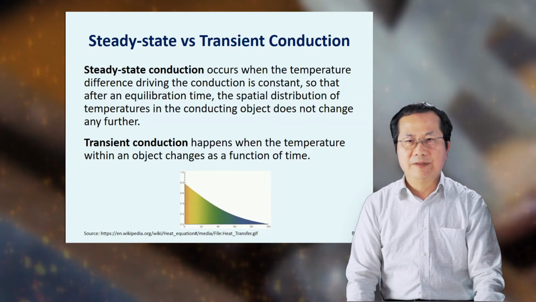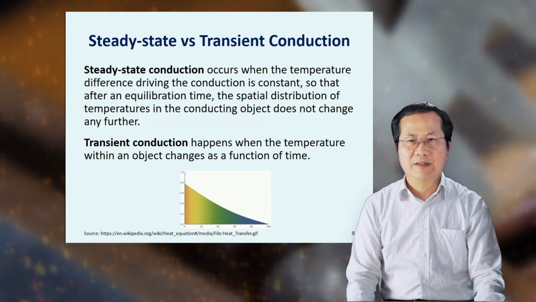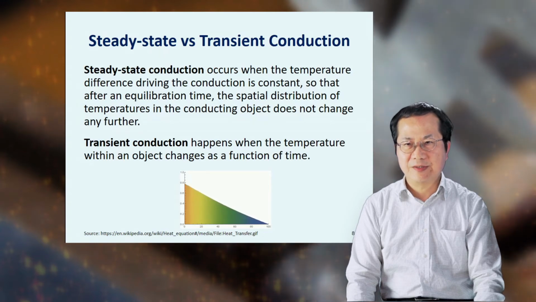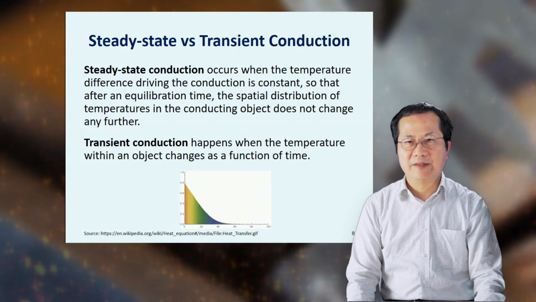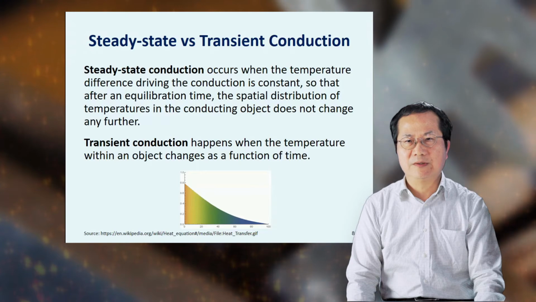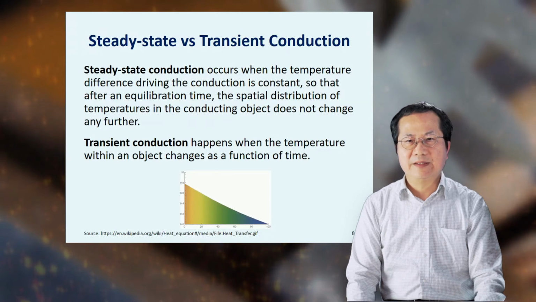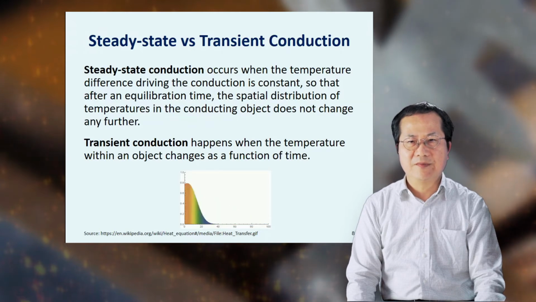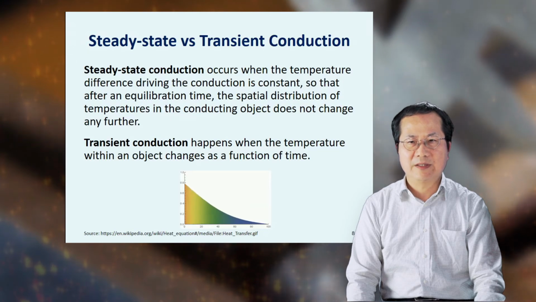Steady-state conduction is a form of conduction that occurs when the temperature difference driving the conduction is constant, so that after an equilibrium time, the spatial distribution of temperature in the conducting object does not change any further. In steady-state conduction, the amount of heat entering a section is equal to the amount of heat coming out.